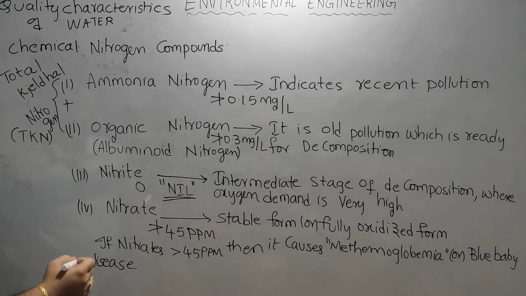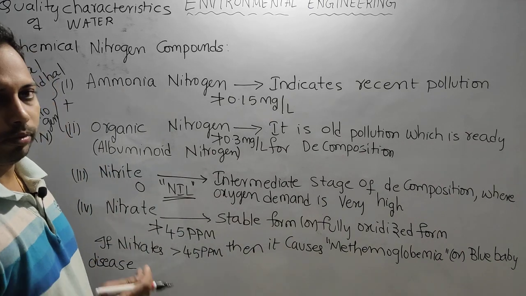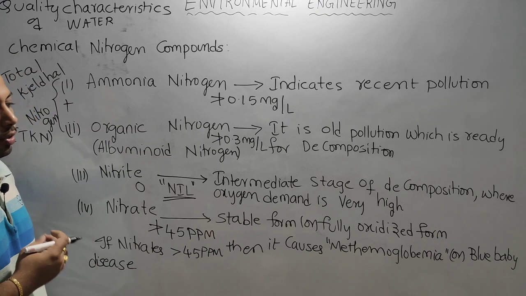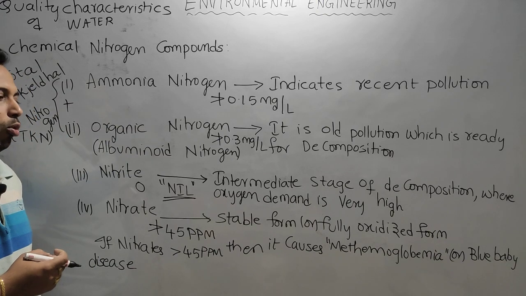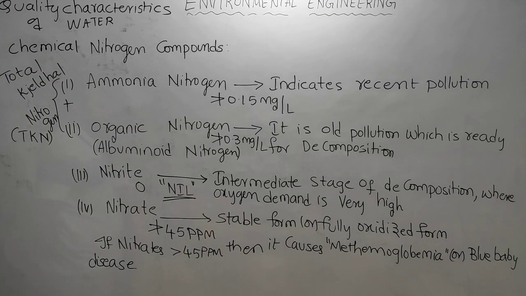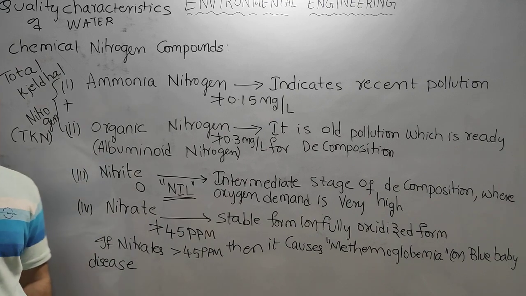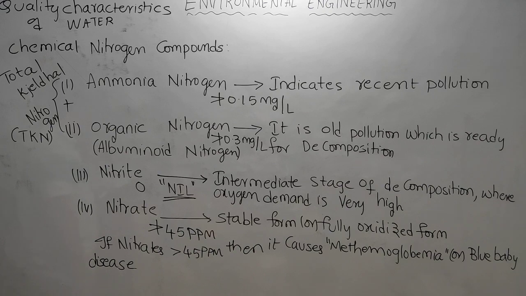So when this disease comes, the infant or babies will turn blue in color because the hemoglobin is reacted with the nitrate and forms methemoglobin. So because of which the color of the body changes to blue. That is why generally we have to keep this limit less than 45 ppm.